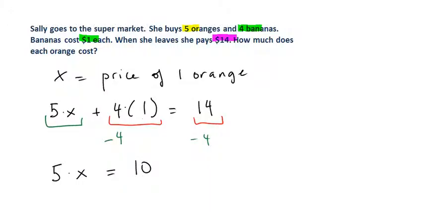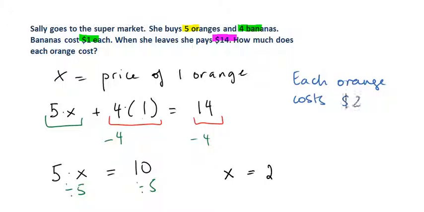So we want to know what 1 orange costs, not 5. So we're going to divide both sides by 5. We divide this side by 5 and this side by 5. And so we get 5x divided by 5, that's just x, is equal to 10 divided by 5, 2. So here we can answer the question and say that each orange costs $2. And that's it.